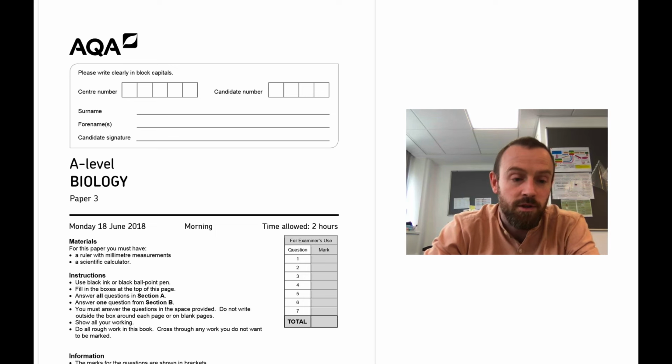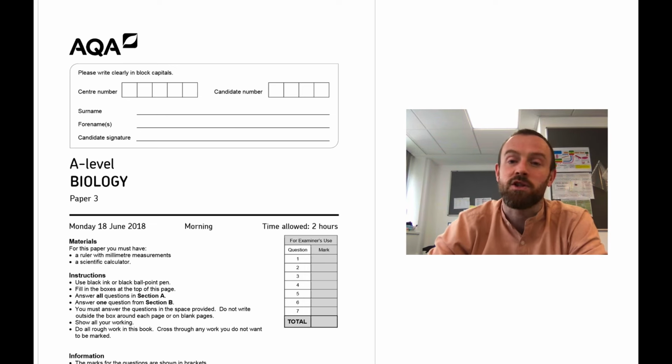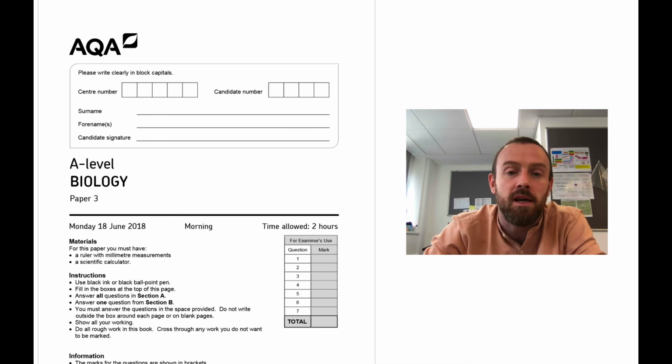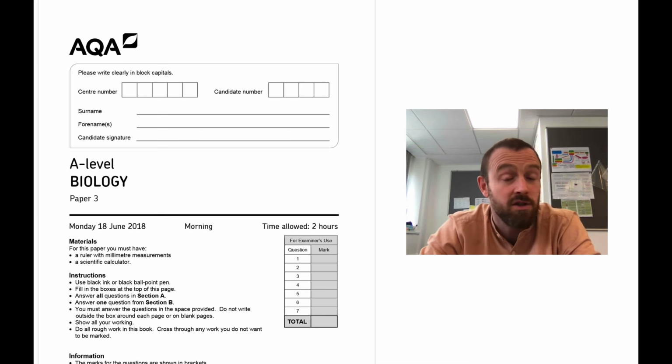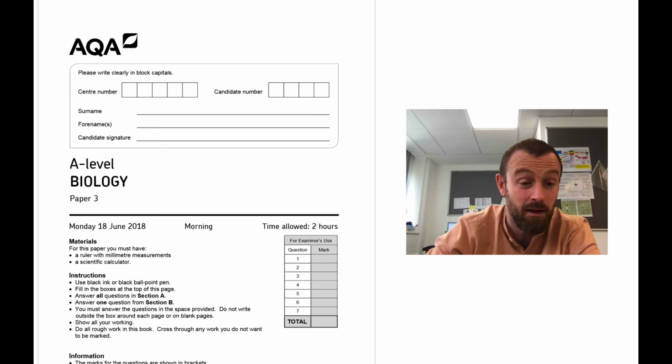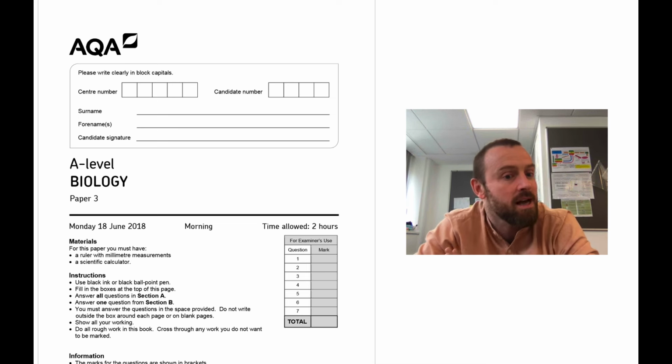Hi there, and welcome to this run-through of the AQA A-Level Biology Paper 3 from 2018. This paper 3 is typically considered the most challenging of the 3 A-Level AQA papers. It has quite a strong focus on AO3, that's evaluate type stuff, and there's of course the essay.